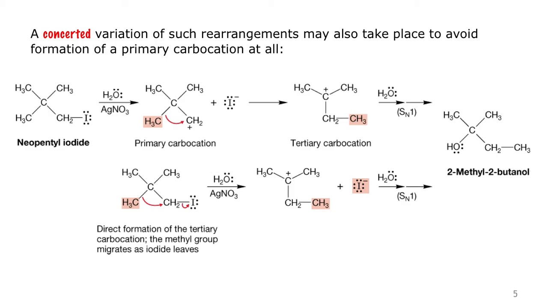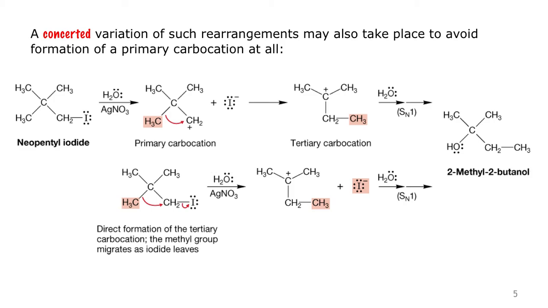There's a concerted variation on such rearrangements that avoids the formation of a primary carbocation. So if you look at the reaction of neopentyl iodide with water in the presence of a silver salt of some sort, you get an SN1 reaction, and you produce exclusively 2-methyl-2-butanol. And so you kind of have to ask the question, how does that come about? Now, this is not an electrophilic addition, but rather an SN1 reaction.